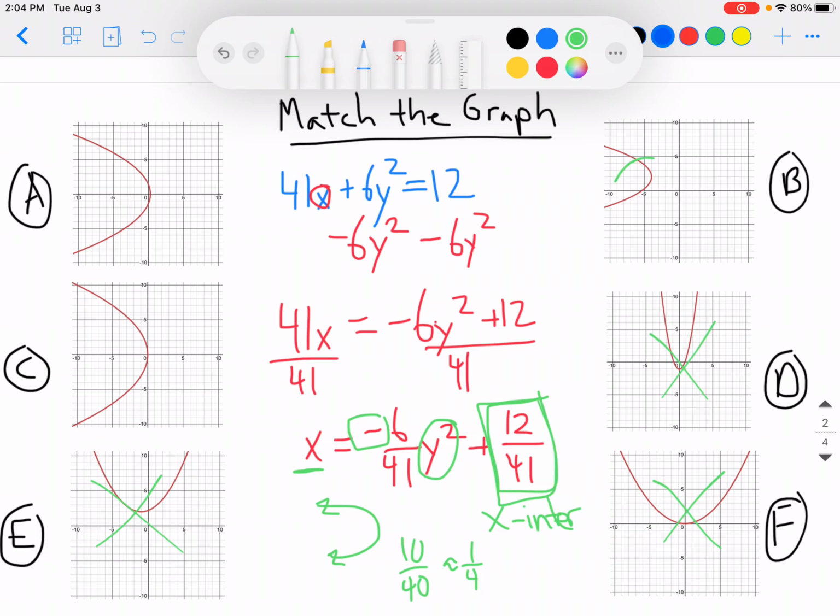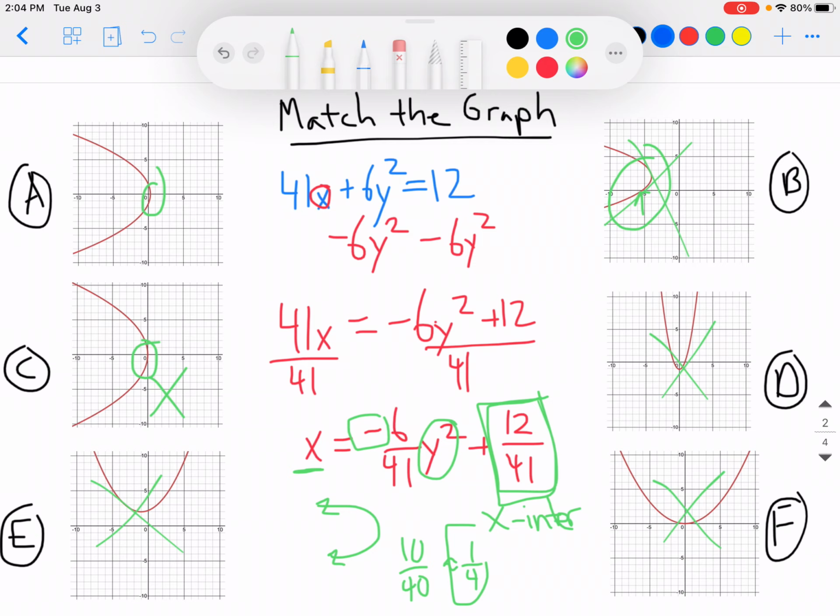Well, this one has an intercept that's about 5.5, so it cannot be that one. This one has an intercept that's at the origin, so it can't be that one. And this one, it's not on the origin, it's close. It looks like it might be about 1/4. And so it's just using some estimation there.